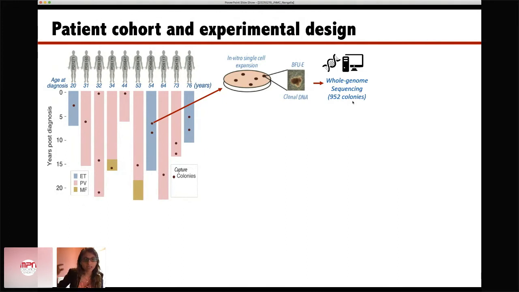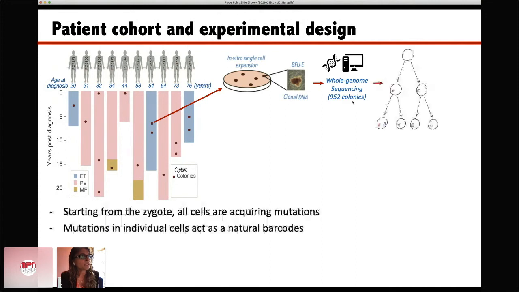But what we're doing here is sequencing multiple times of single cells within an individual patient. So we kind of sequenced 100 times per patient. And the reason we wanted to do this, which may seem a little bit crazy and expensive, is we wanted to build a family tree of mutations.